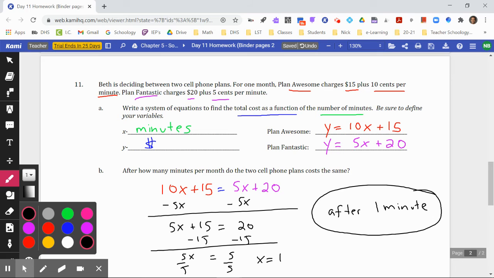Right, if we wanted to, we can graph these equations as well and see the long term, which one would be a better plan here.